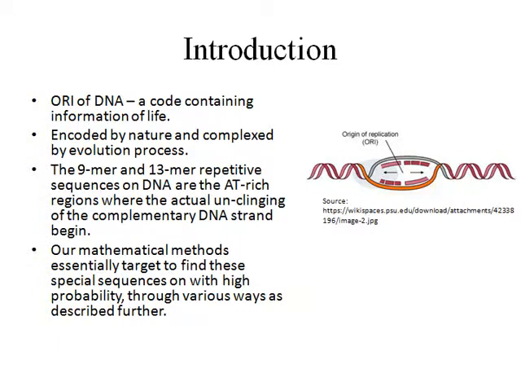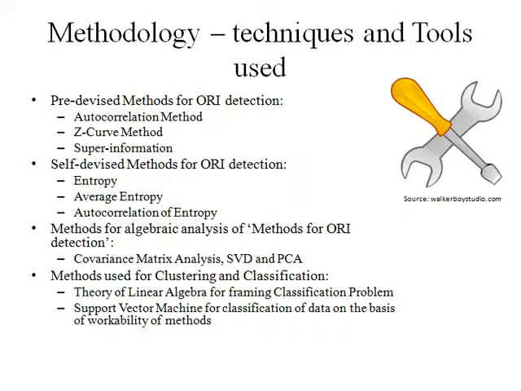It is basically encoded by nature, but it is made more complex by the evolution process. It is basically a 9 and 13 repeated sequence of DNA which is AT rich in its content. And we devised mathematical methods to find the origin of replication in DNA using the fact about the 9, 13 and AT rich region. Let me introduce you to the tools and methods that we used.